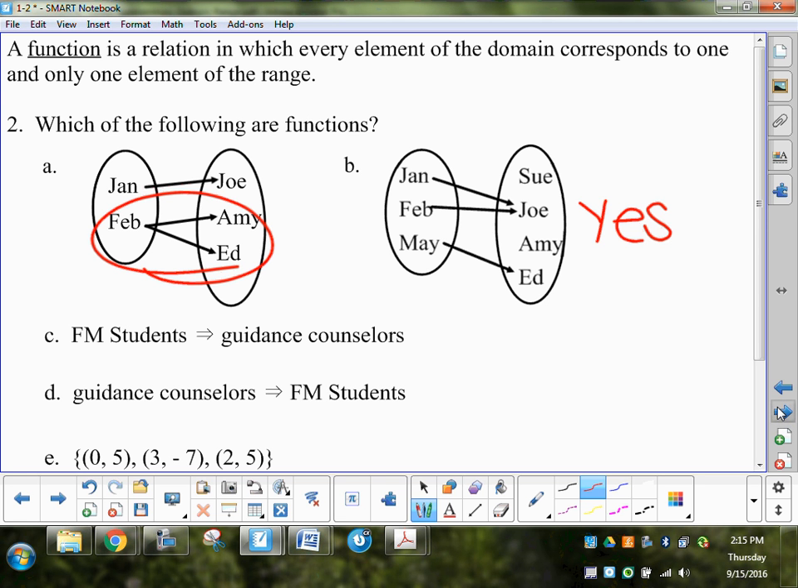Now let's look at this. So Schrader students is the input, and the output is the guidance counselor. Think about that relationship. If the input is you, and the output is the guidance counselor, is that going to be a function? Spencer, what do you say?